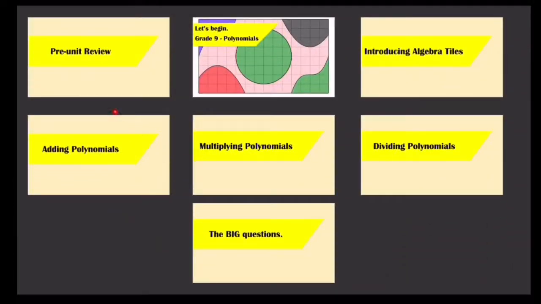So in our last video, we did the pre-unit review. We learned about the commutative rule and reviewed some exponent laws. Today, we are going to look at the grade 9 polynomials introduction.